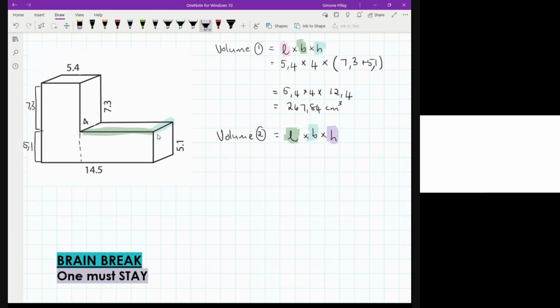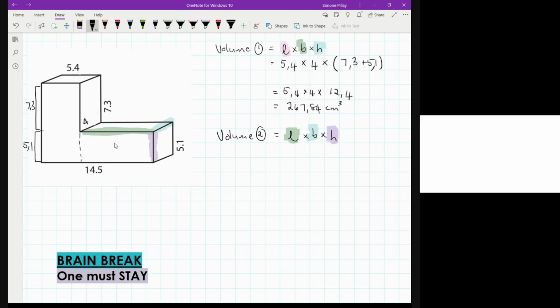Honestly, Shady, I feel dumb. And then my height is going to be this purple line, which is obviously my height, as I said. Cool. So now let's see if I can figure out the measurements of these lines.